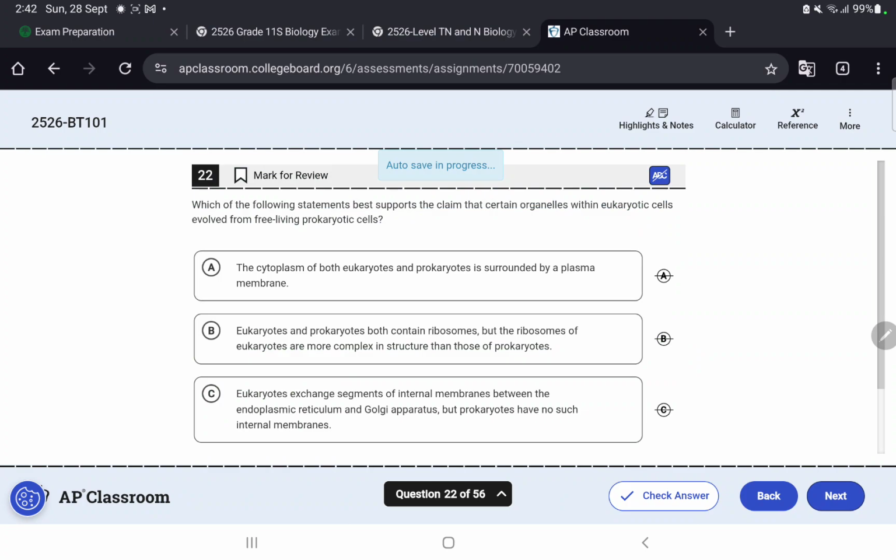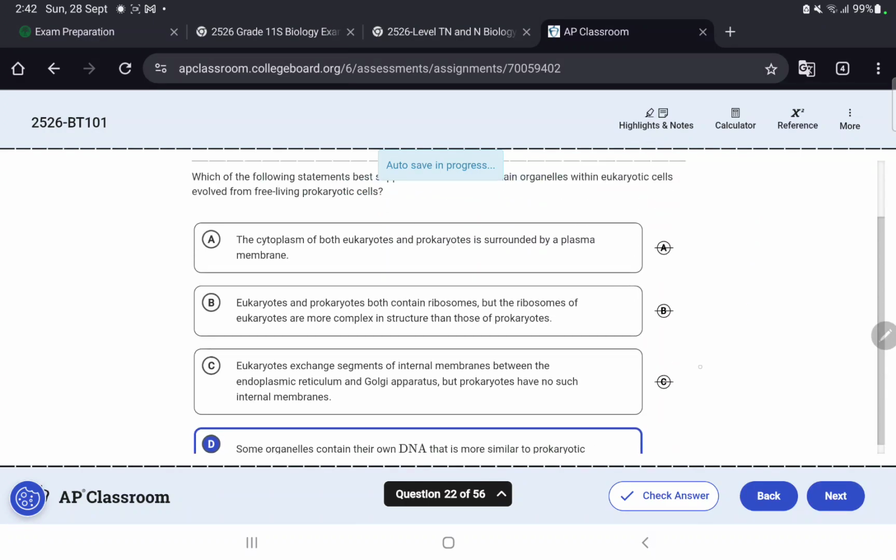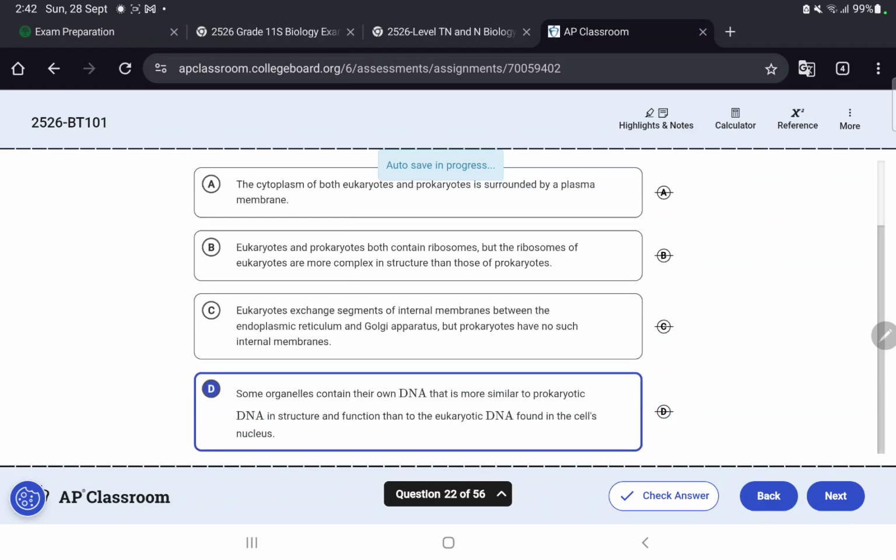Which of the following statements best supports the claim that certain organelles within eukaryotic cells evolved from free living prokaryotic cells? Obviously, some organelles contain their own DNA that is more similar to prokaryotic DNA in structure and function than to eukaryotic DNA found in the cell's nucleus.